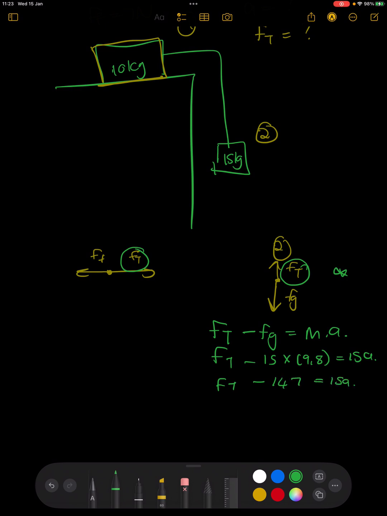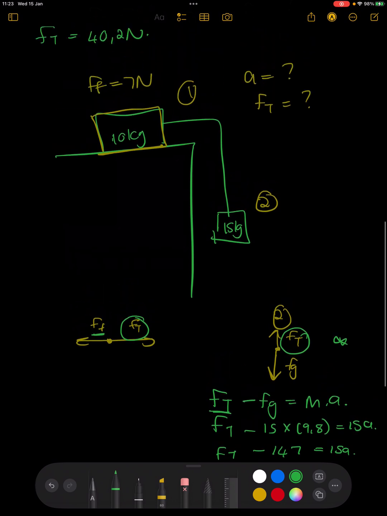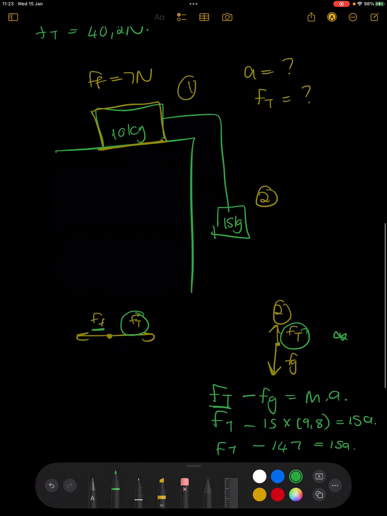And then let's go have a look at this one. So my Ft was in the front here. So here this one is going to, my Ft has to be second. So the sign has to be negative. So I'm going to say 7 minus Ft, because this was my F friction, is equal to 10A.